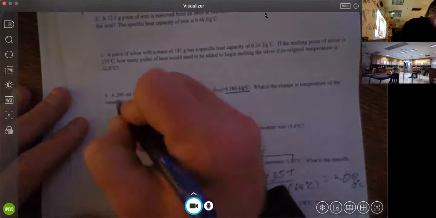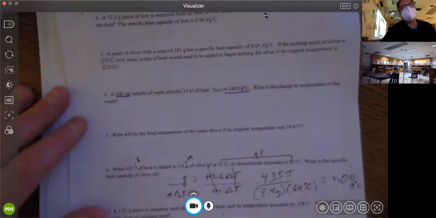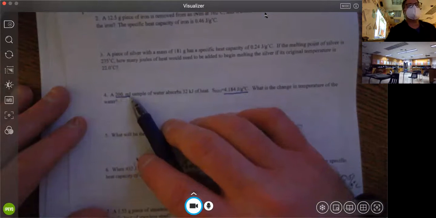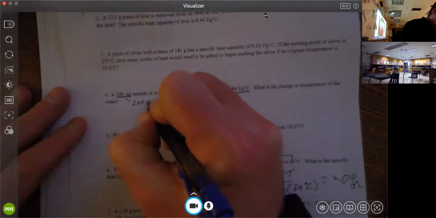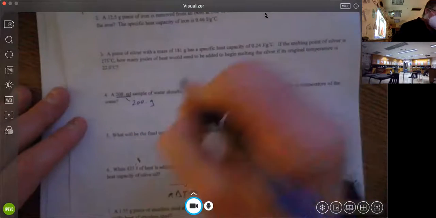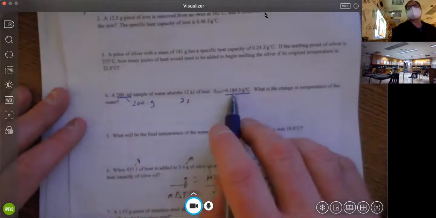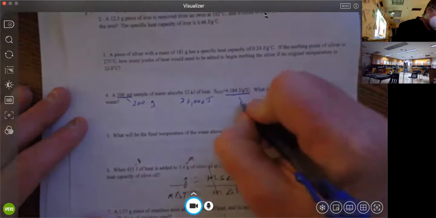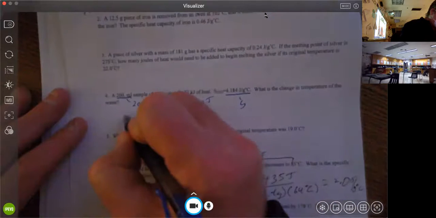Another thing you should have memorized from a while back is that the density of water is 1 gram per milliliter. So 200 milliliters of it is 200 grams. So that's the mass. We have 32 kilojoules. Since this is in joules, we'll want to change this to 32,000 joules. And this is our C or S. We are looking for delta T.